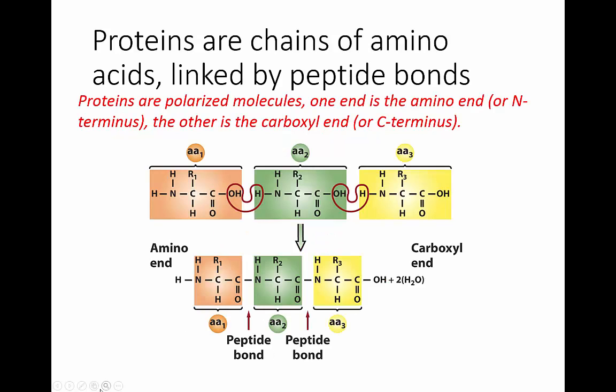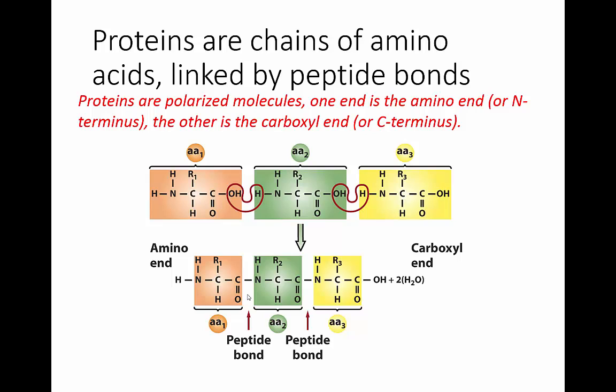When proteins are made, we line up amino acids and link them together. And here is the first amino acid. This will always link up in the same order, so NCC, and the carboxyl group of that first one will link up with the amino group of the next amino acid. In the process, you lose a water molecule and you form a peptide bond.